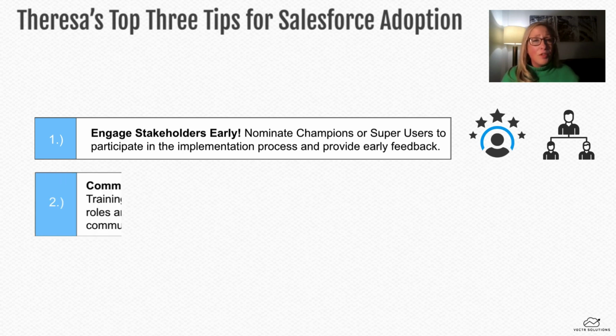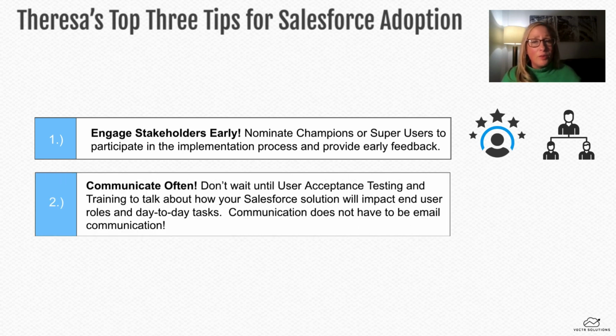The second piece, communicate often. Don't wait until UAT. Start talking about the Salesforce implementation early on. What does it mean for them in their role? Will it benefit them? Paint that picture for them of what the future state could look like. And remember that communication doesn't have to be email. It can be supervisors talking to their team, teammates talking to each other. Communicate often and really prioritize making sure that's happening so that you can get some information early on.